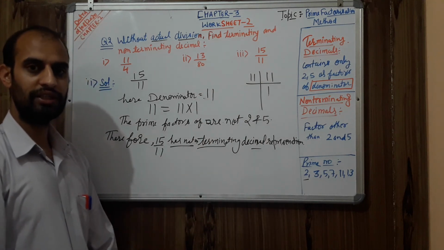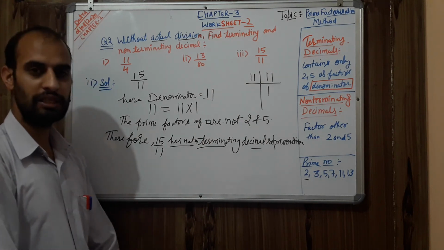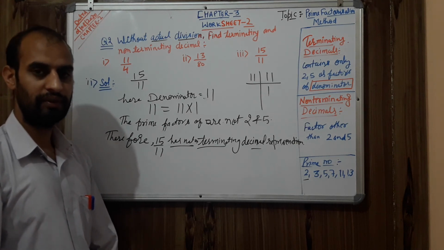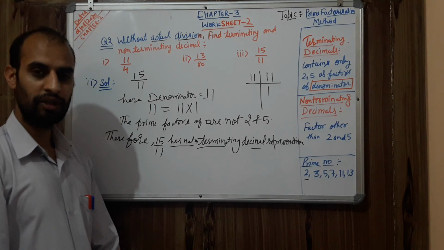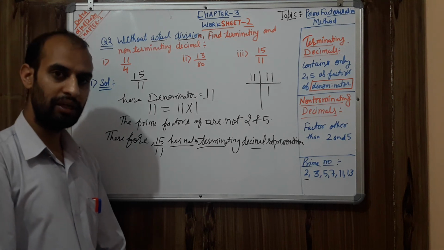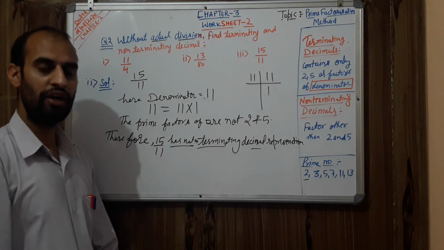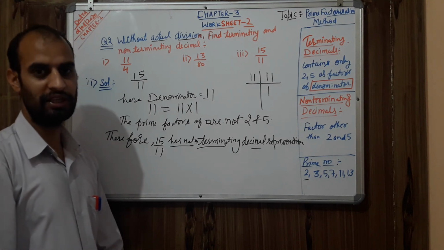You can try such questions and do prime factorization properly. If you are getting only 2 or 5, or 2 and 5 together, then yes, it is possible to represent it in the form of terminating. If you are getting a number other than 2 and 5, then it is non-terminating. I hope it is clear to you. Thank you.